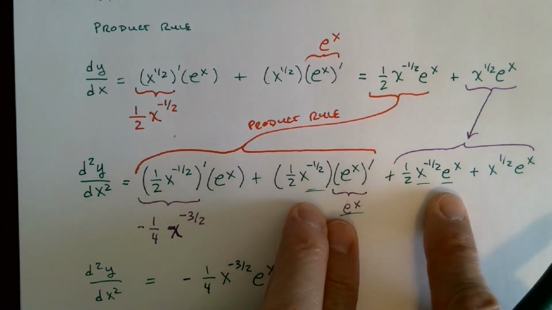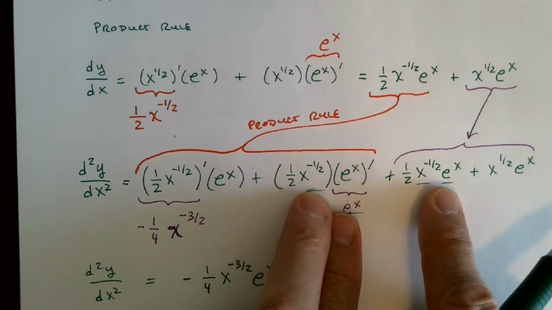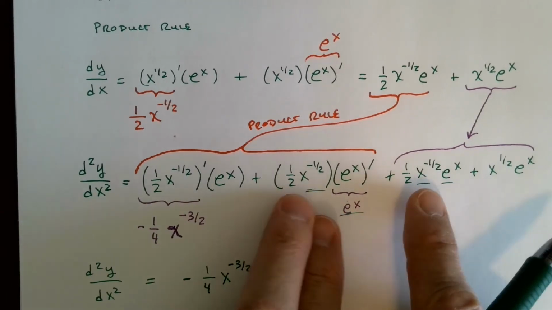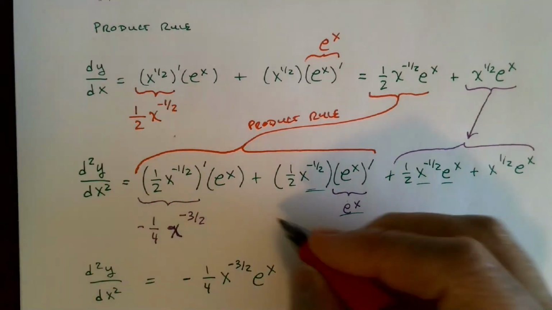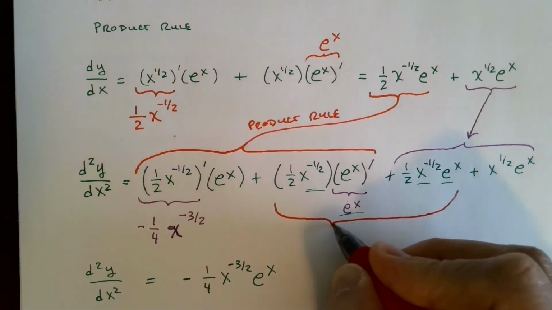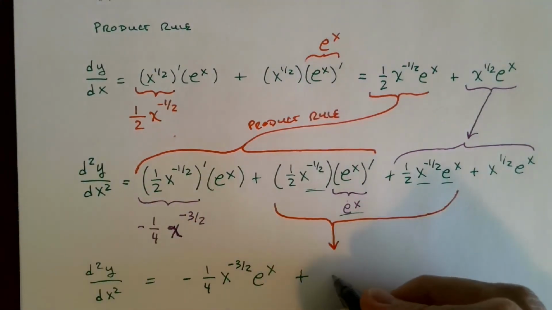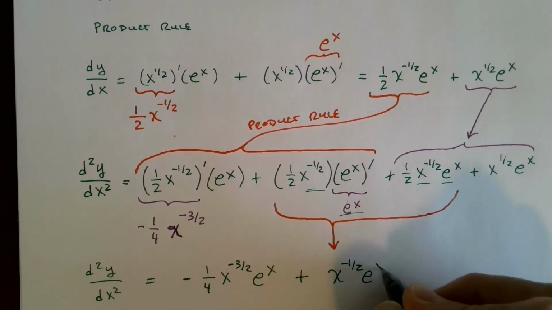Notice the x to the negative 1/2 e to the x is the common term. These are like terms, right? Same variables, same exponents. And 1/2 plus 1/2 is what? 1. So these two combine together to give me just x to the negative 1/2 e to the x.